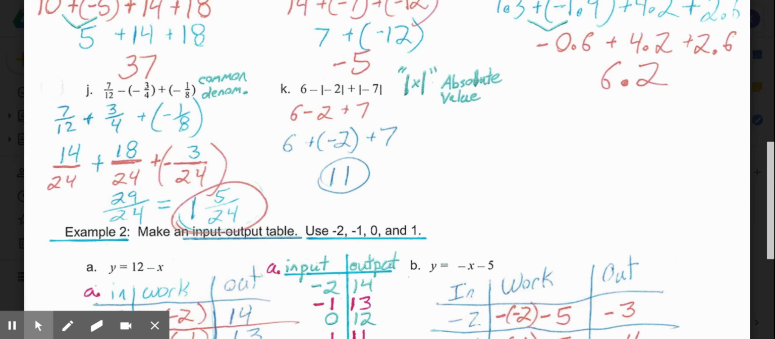6 minus 2 is 6 plus a -2, and then plus 7. So 6 minus 2 is 4. 4 plus 7 is 11.